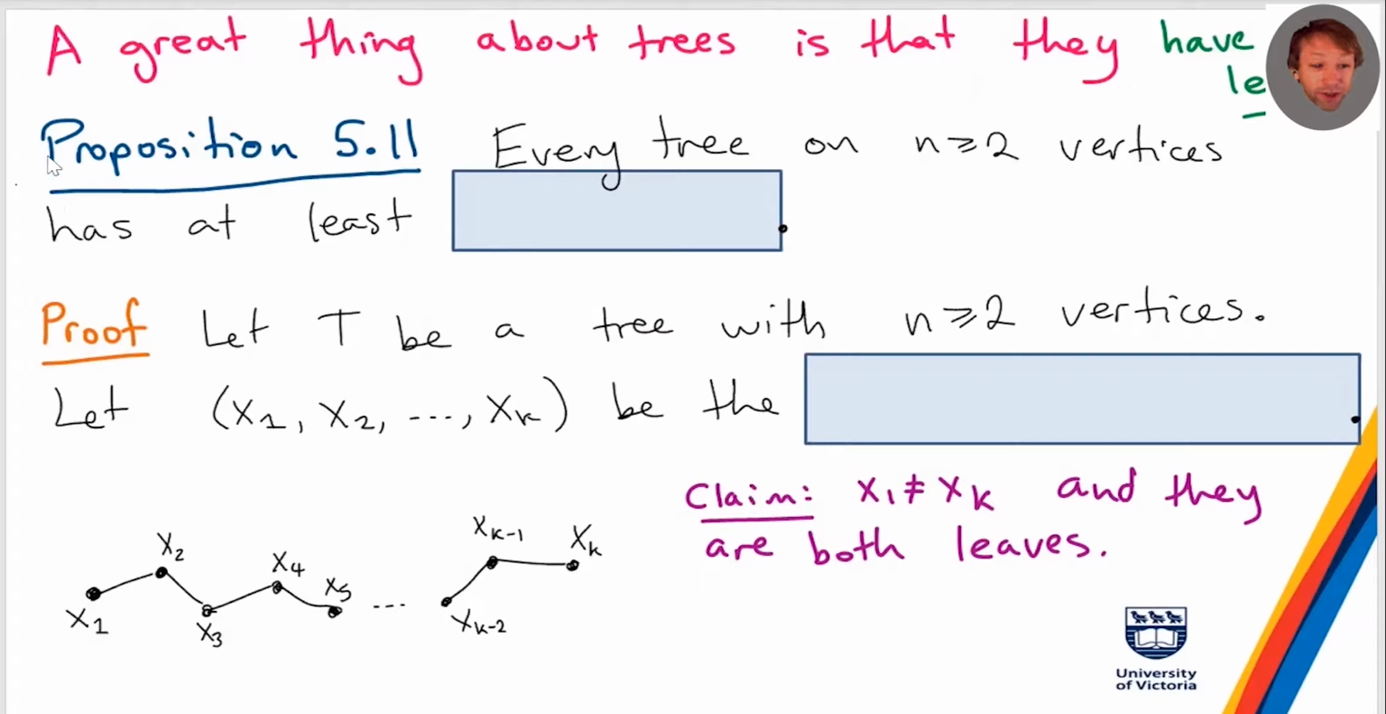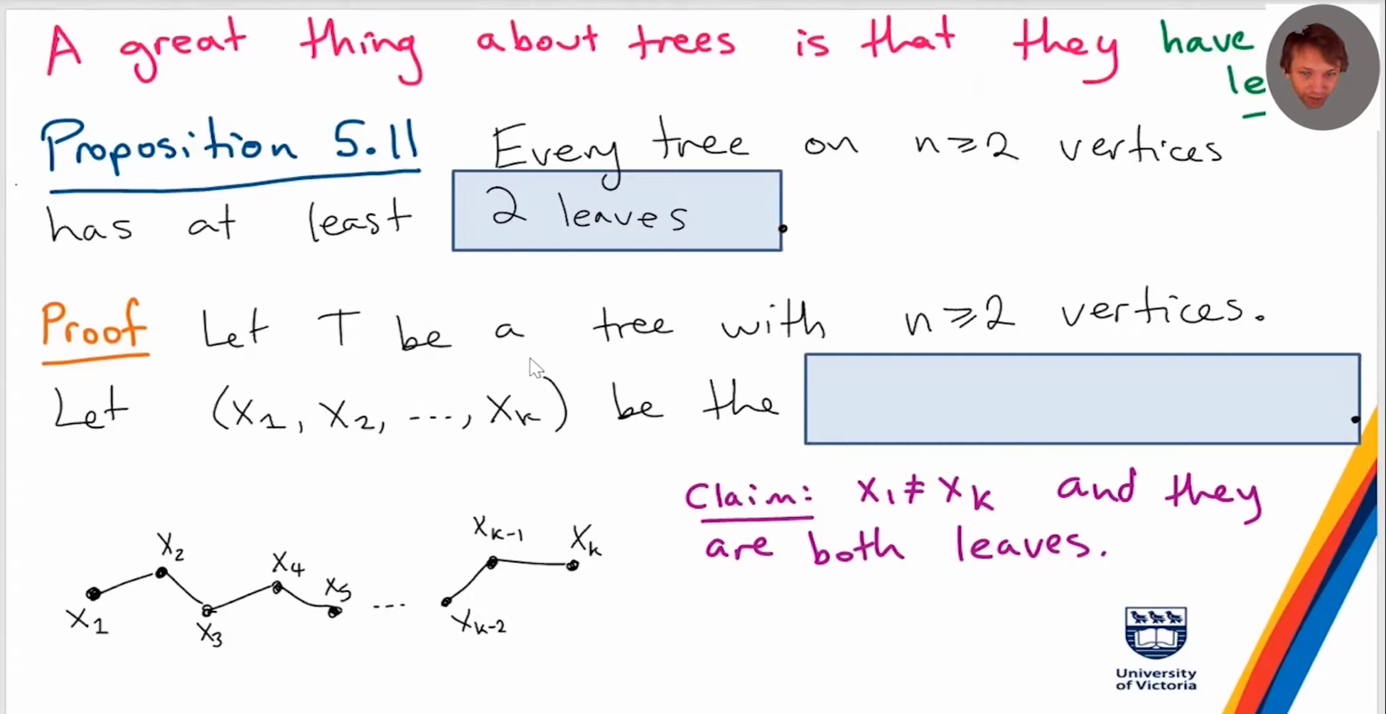So let me prove that trees have leaves. What I want to prove is that every tree with at least 2 vertices has at least 2 leaves. Remember, a tree is a connected graph with no cycles. The way we're going to prove this is by doing something very similar to what we did in Dirac's theorem, even though this is a very different context, a very different thing we're proving.